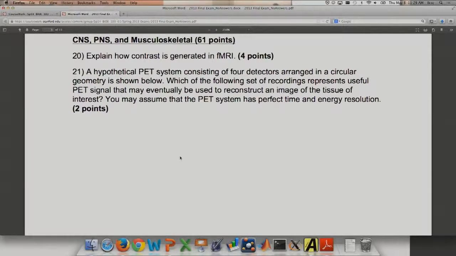We didn't actually cover this PET thing, so I'm going to let it be. This was covered last year in detail, but we haven't covered it this year for you to be able to do this question. So we're going to skip that.